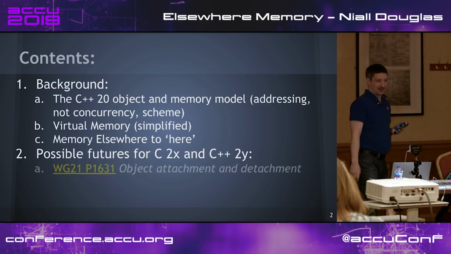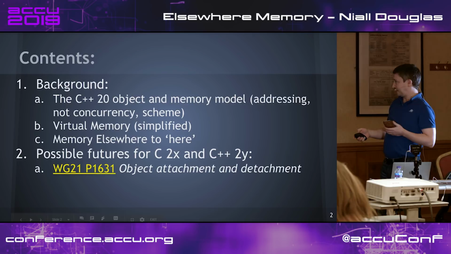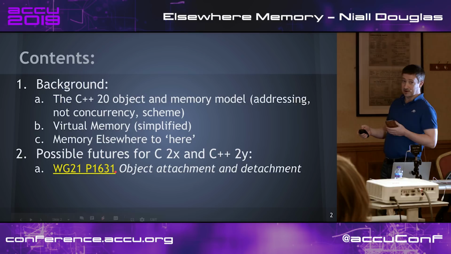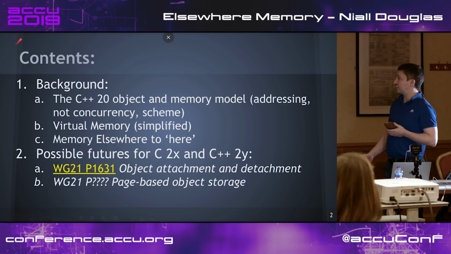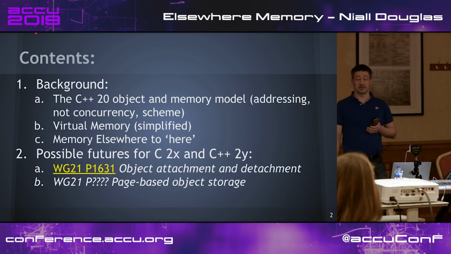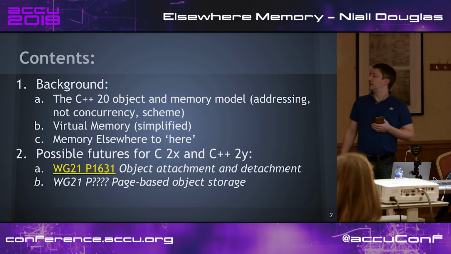Anyway, the first one does actually have a number at least. So if I get up the pointer there, you'll see it's 1631. It's not published yet, so you can't actually see it, but it will be in the July mailing. I'm taking it over to WG14, so that's the C Standards Committee meeting in London at the end of the month. And we're going to run it past them too, because it'd be great if they could also do memory mapped file support, and to give them an idea of where things are going.